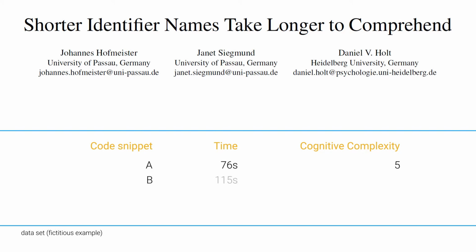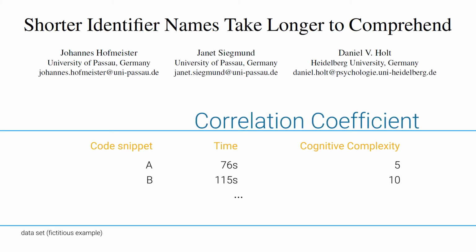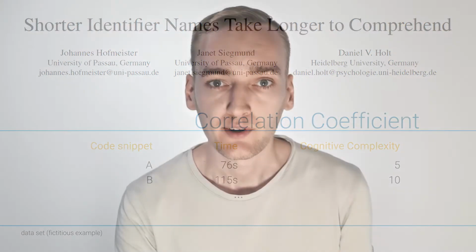Snippet B took them almost 2 minutes to understand, and the cognitive complexity might be a 10. And we can find out how well the metric and the understanding measurements go together by calculating a correlation coefficient. At this point, we calculated exactly one correlation value that indicates how well the metric works on the dataset of this one study. And now let me tell you that this is not the only study on code comprehension out there, so we went to find them all in a systematic literature search.